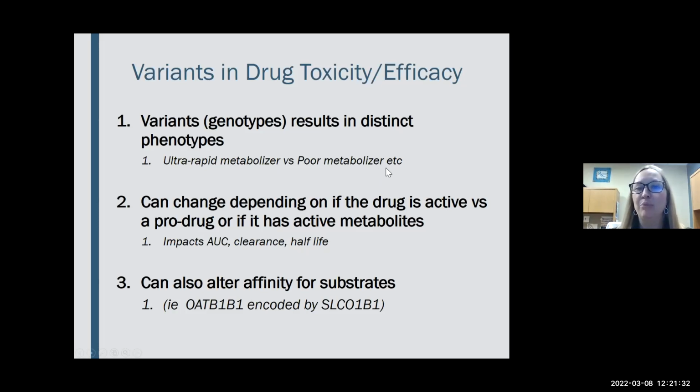So when you get your reports, you won't have to memorize these diplotypes that I'm going to show you. It will list what the patient's expressed phenotype is. This can also change depending on whether the parent compound is active or it's a prodrug. We have a lot of prodrugs, including clopidogrel, tramadol, codeine. So that means it would be the opposite of what you'd think. If you have reduced enzyme function, you'd have higher levels of the parent compound with reduced effectiveness.